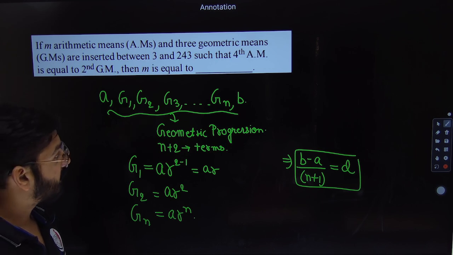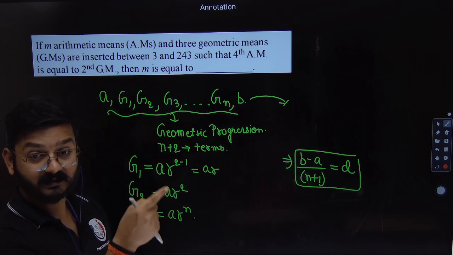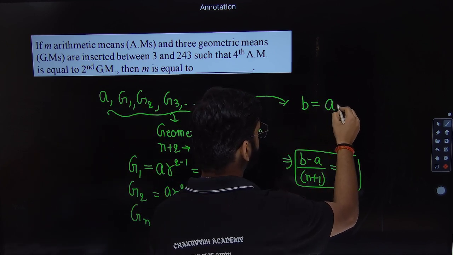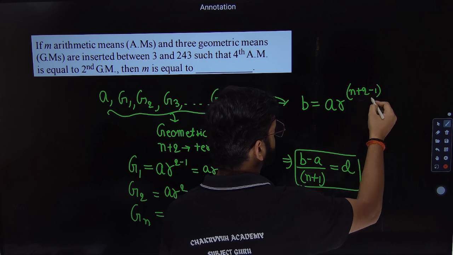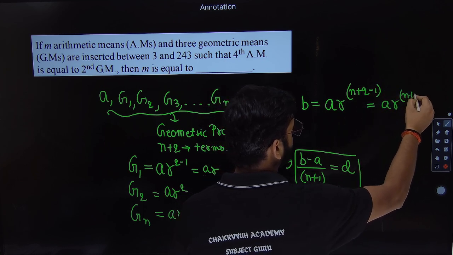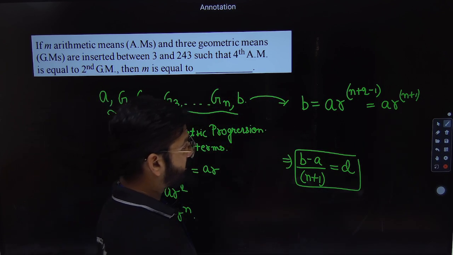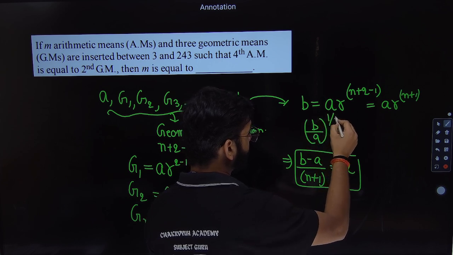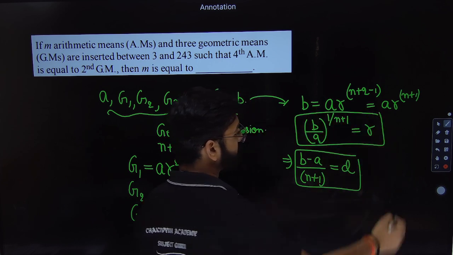Clear? Now, what will B be equal to? B is which term? The n plus 2th term. So B will be equal to A into R to the power n plus 2 minus 1. So what is this? A into R to the power n plus 1. Any problem? So B by A to the power 1 by n plus 1 is equal to the common ratio.